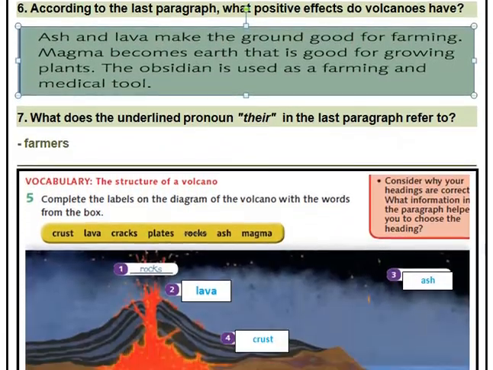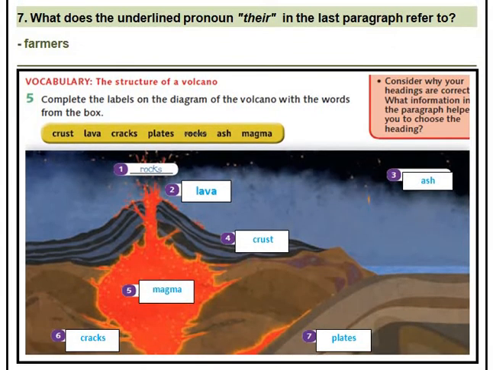Now please at the end of this class بنهاية الحصة هاي let's look at this picture. The structure of a volcano. التركيب الجيولوجي للبركان. في عنا crust, lava, cracks, plates, rocks, ash, magma. Okay, these are the answers. Please إنت مطالب تعرف إيش هاي الأجزاء أو التركيب الجيولوجي للبركان بكل مكان إيش إحنا عم بنشوف. Please do this exercise in your student's book, page number 67, exercise number 5.